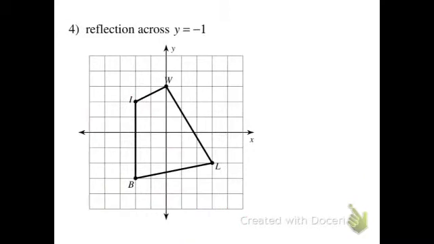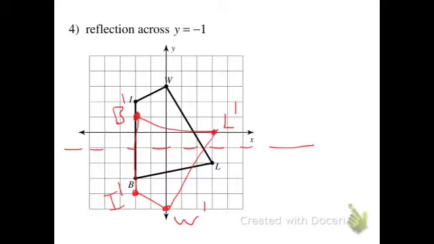Moving across to the next one, we got to reflect across this line right here. And you just take it point by point. L is 1 below, so L prime is going to be 1 above. W is 4 above, so it needs to be 4 below. So W prime is going to be right there. I is 3 above, so it needs to be 3 below. There's I prime. B is 2 below, so it needs to be 2 above. There's going to be B prime. Connect you up, and we've got our lovely shape right there.